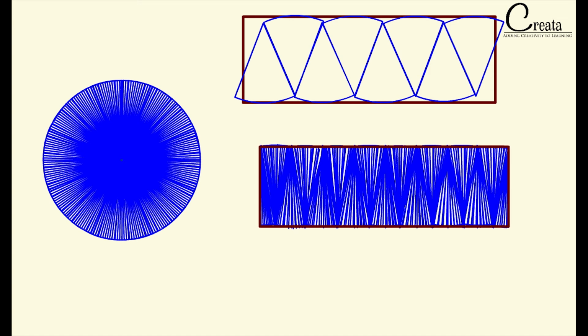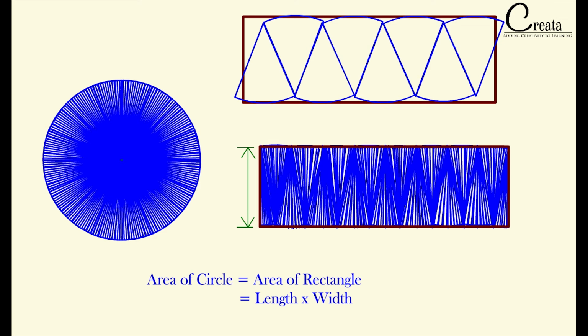And the area of this rectangle is equal to the area of the circle, because this rectangle is formed from the circle only. Both areas will be equal to each other, and we know the area of a rectangle is equal to length into width. So firstly, let's find the length and width of this rectangle. For this rectangle, this side will be equal to the radius of the circle. This is equal to radius.